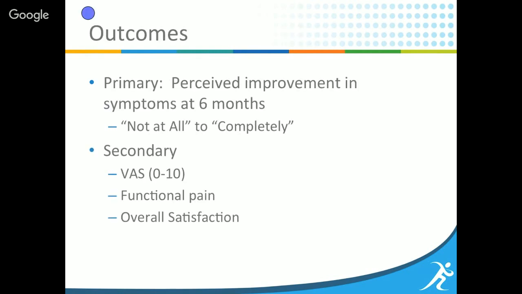The outcome they're looking at is perceived improvement of symptoms at 6 months. It was on a 5-point scale, which went all the way from not at all improved to completely resolved. Secondary measures they looked at were the visual analog scale, functional pain, and overall satisfaction with the procedure.